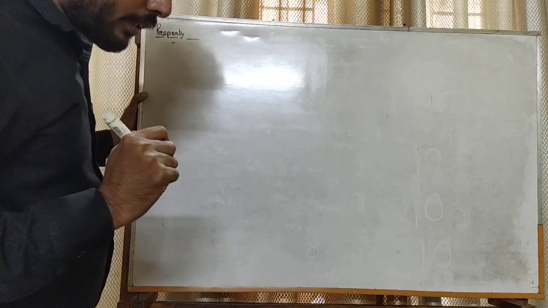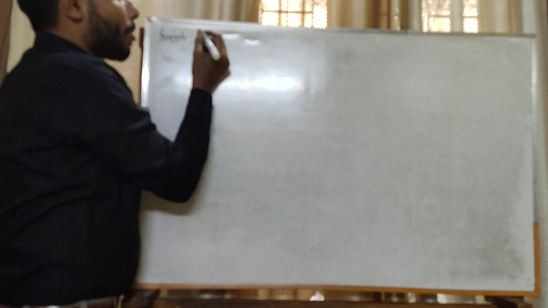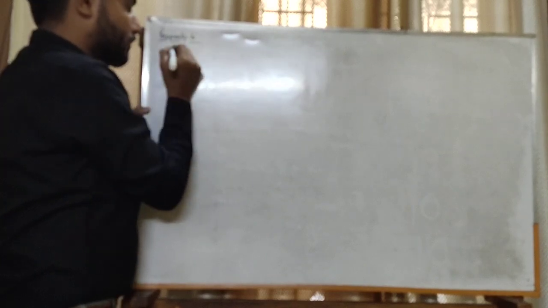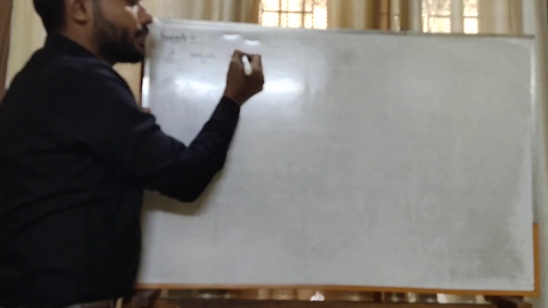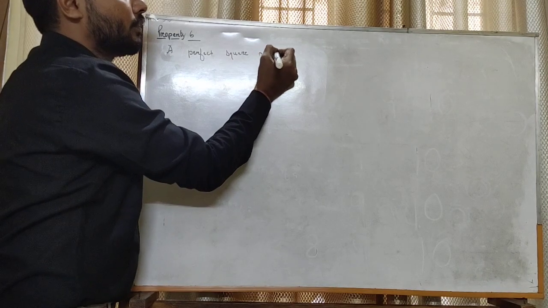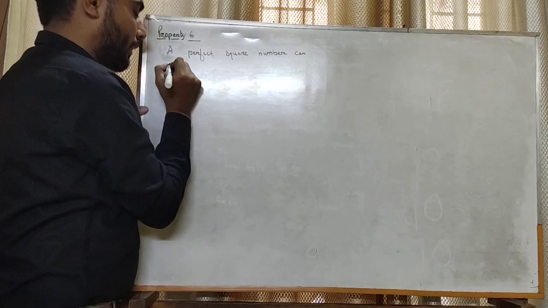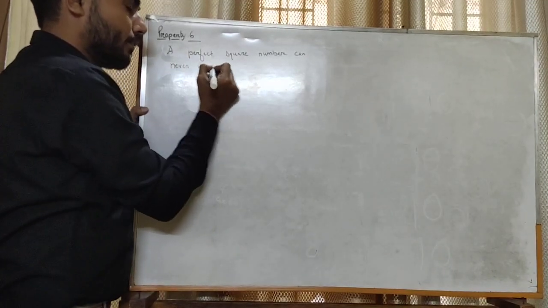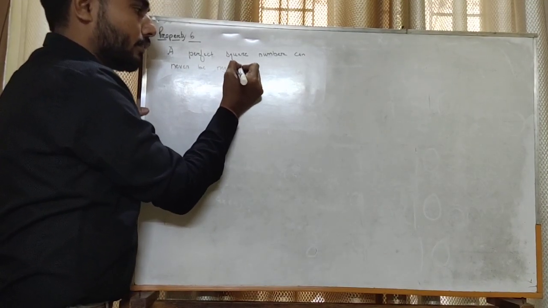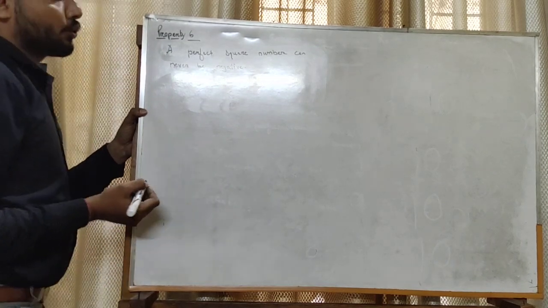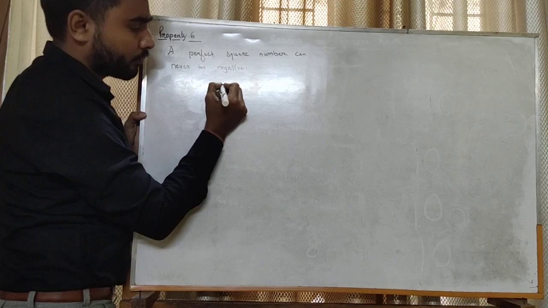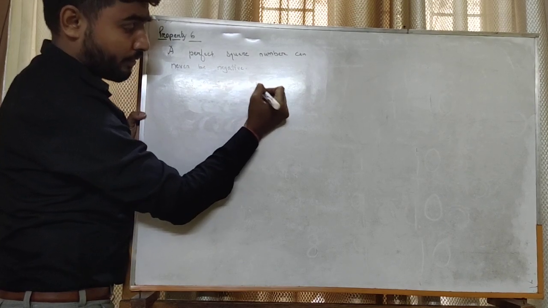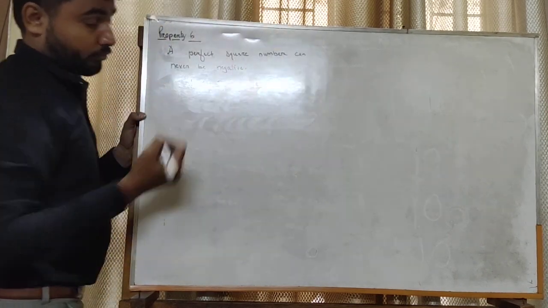A perfect square number is never negative. So, property 6: a perfect square number can never be negative. You can see perfect square numbers are 1, 4, 9, 16, 25, 36 and so on.